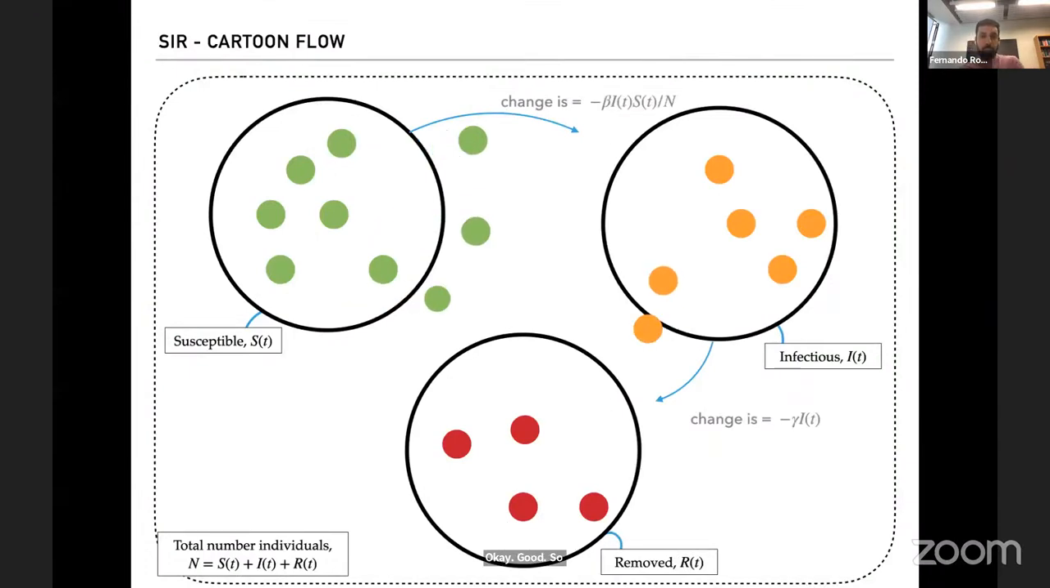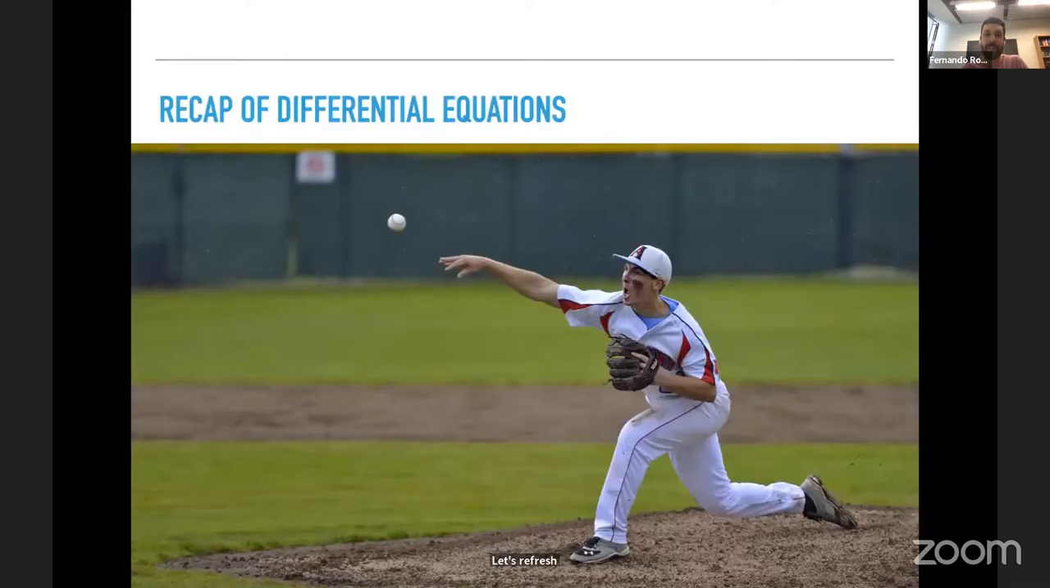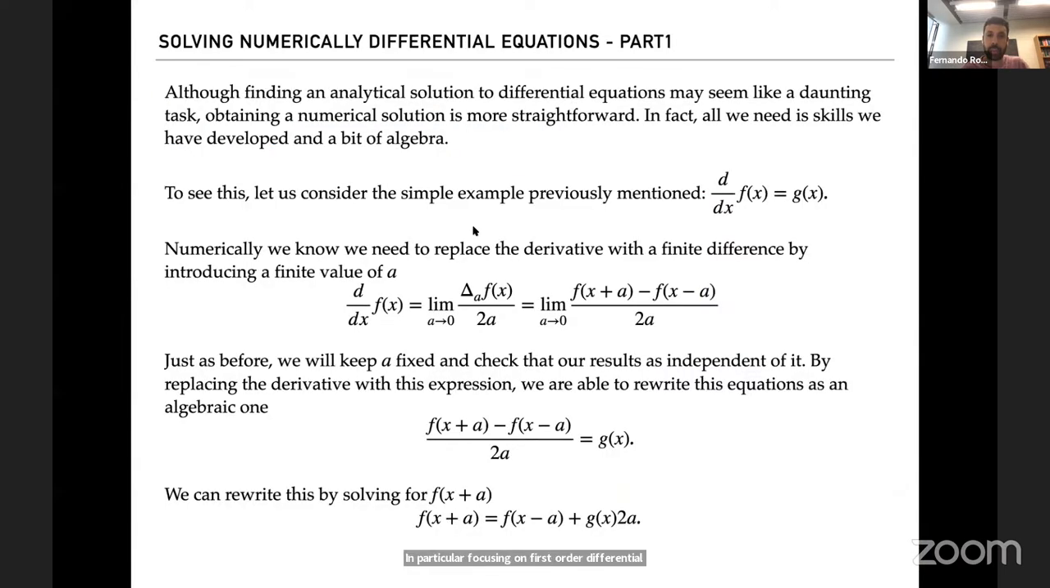So let's refresh everyone's mind with differential equations, being a bit more explicit, in particular focusing on first order differential equations. Okay, good. So a differential equation is this expression here: the derivative of a function equals another function. This is what a differential equation means. And if there's only a single derivative, it's what we call a first order differential equation.